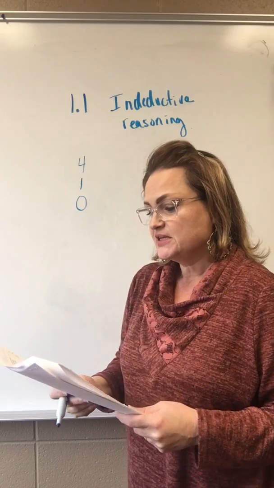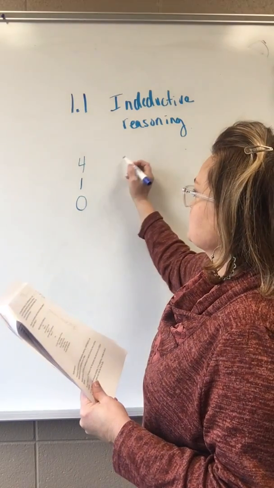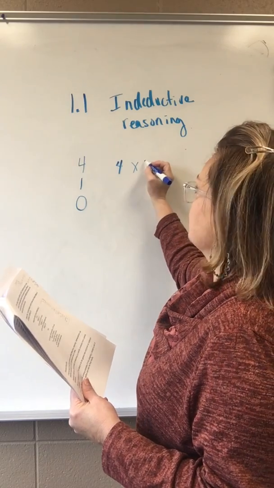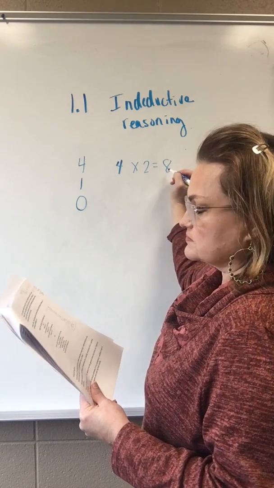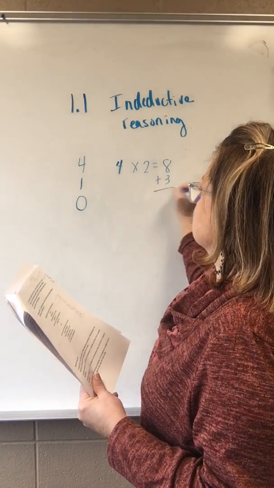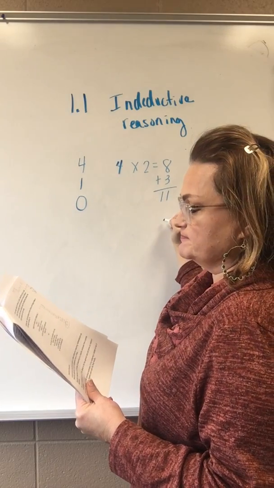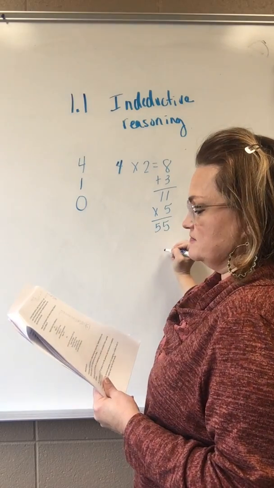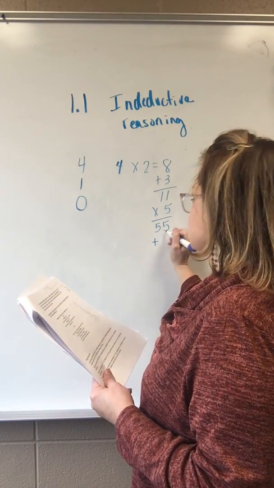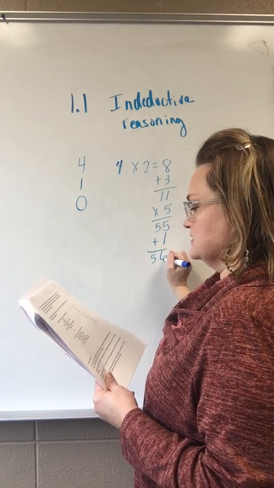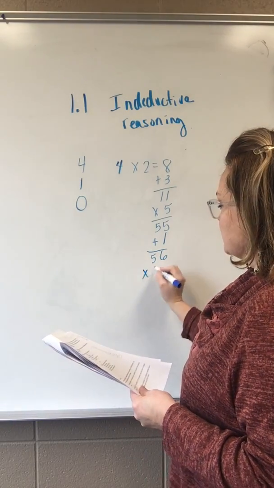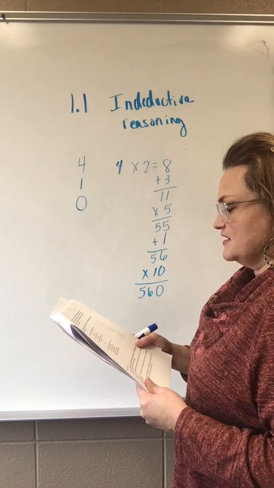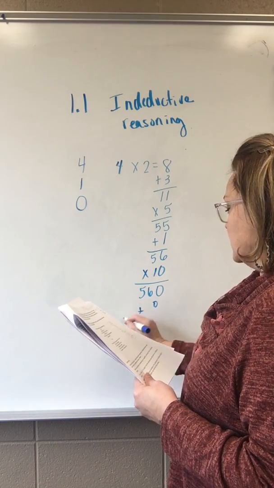So it says take the number of your brothers, which for me it's 4, and multiply that by 2. It says add 3 to that answer, which is 11. Multiply that by 5, which is 55. Add my sister, 56. Multiply that by 10. Lots of steps here. 560. Add your grandparents. I have none.